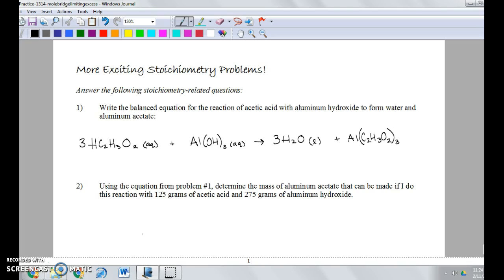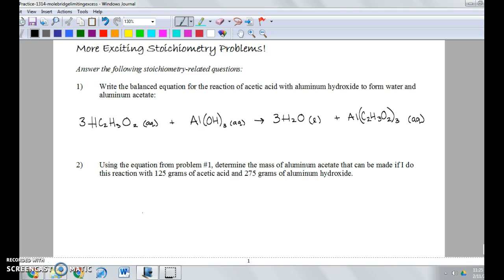Wow, that was fast. Okay, so now that we have our balanced equation written, let's go ahead and actually read through the problem. So we have acetic acid, which is the HC2H3O2, reacting with our aluminum hydroxide, Al(OH)3, to form water and aluminum acetate, which is going to be an aqueous solution.